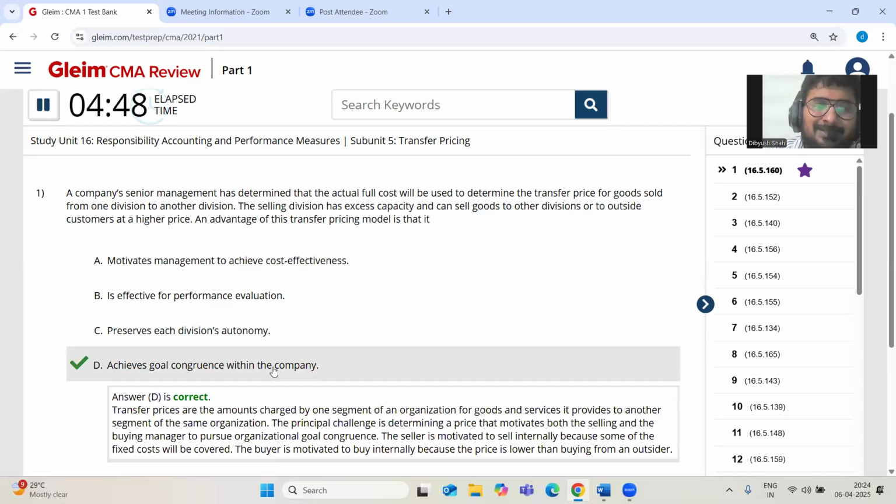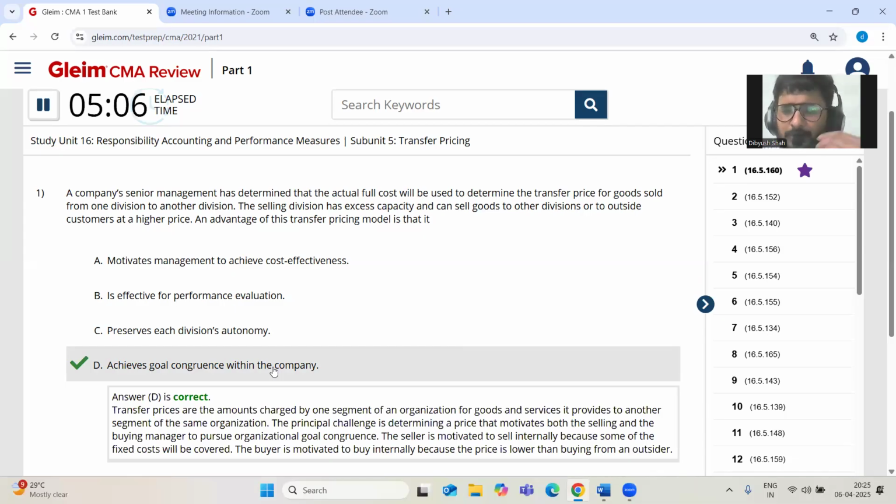Yes. Generally, in transfer pricing questions, anyways, goal congruence is a very commonly used word. Many answers will be goal congruence. But the fact is, because this is a pure theory question, try to eliminate the wrong options out.